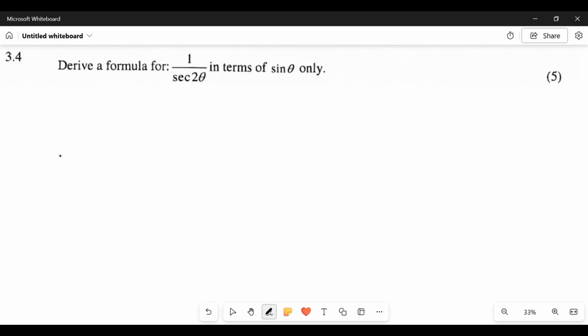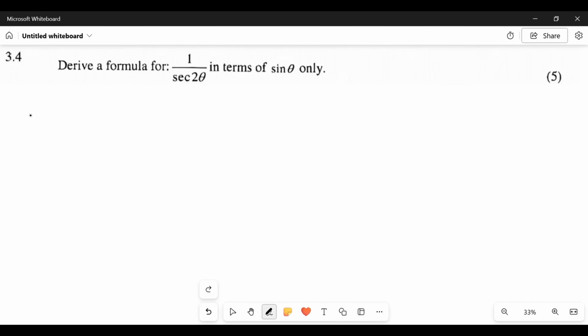Now, 3.4, they want us to derive a formula for 1 over sec 2 theta in terms of sine only. The only trick they have here is 1 over sec, which is cos. I made videos on these inverses. I'm going to leave the link in the description, and it will also pop up on the top right of this video. Let's rewrite the question and then solve it.